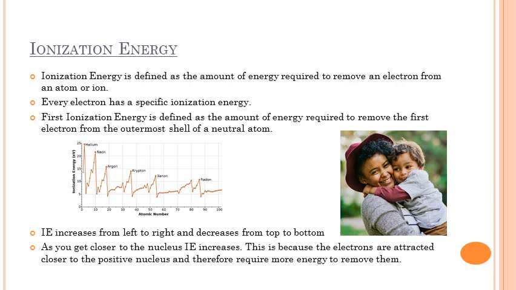As you get closer to the nucleus, ionization energy increases. This is because the electrons are attracted closer to the positive nucleus and therefore require more energy to remove them. A cute little analogy that we can use for this is, the more a mother loves her child, the more difficult it will be to separate the two of them. Similarly, the greater the effective nuclear charge of the atom, the more energy will be required to remove an electron.